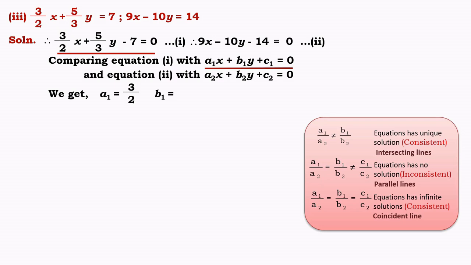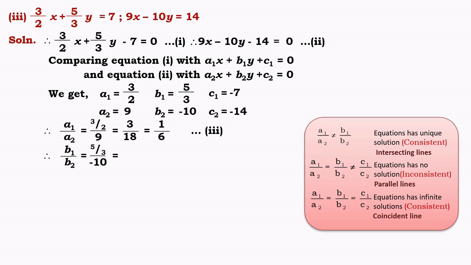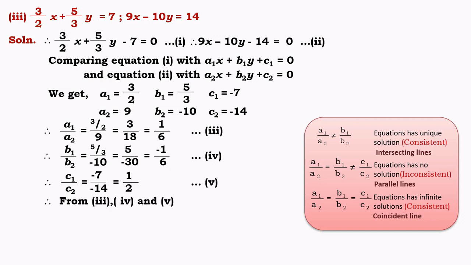Now, compare the coefficients. From the first equation, a1 is 3 by 2, b1 is 5 by 3, and c1 is minus 7. From the second equation, a2 is 9, b2 is minus 10, and c2 is minus 14. Now, let us compare the ratios. a1 by a2 is 3 by 2 divided by 9, which is 1 by 6. b1 by b2 is 5 by 3 divided by minus 10, which is minus 1 by 6. c1 by c2 is minus 7 by minus 14, which is 1 by 2.